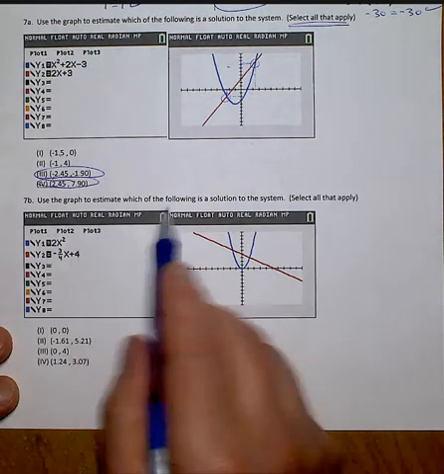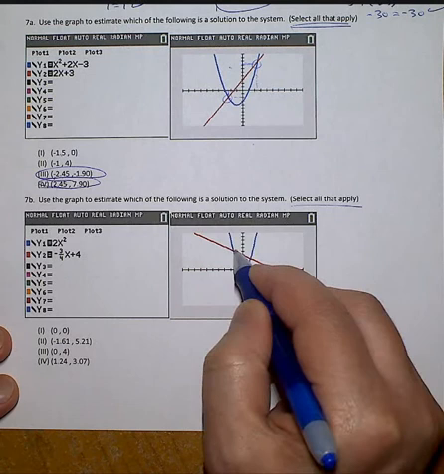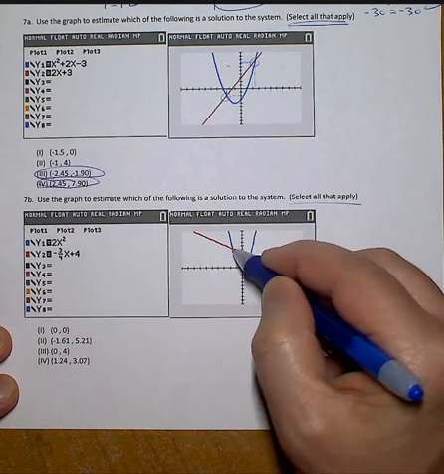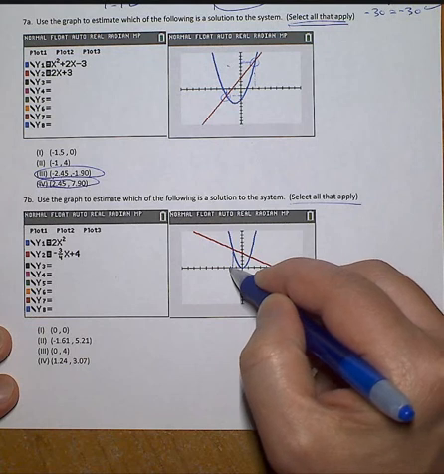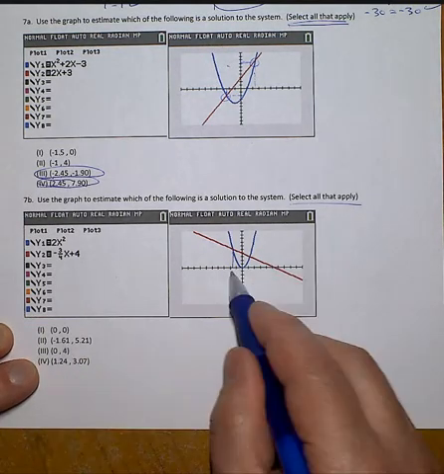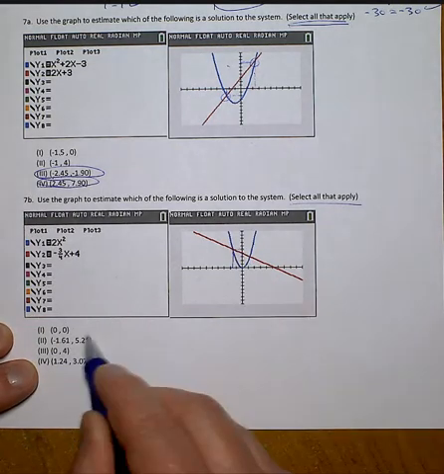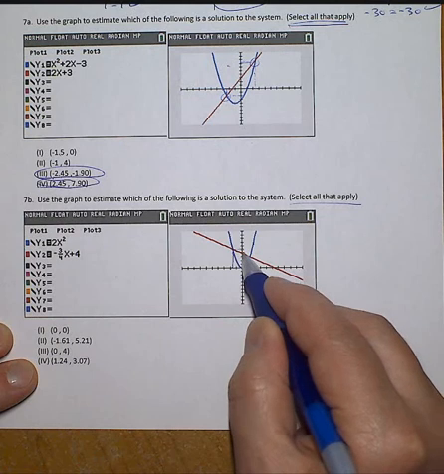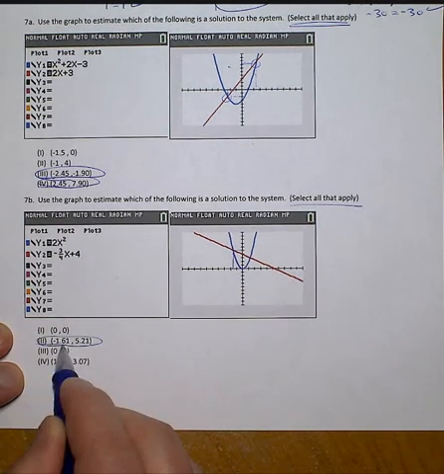Same thing, we want to estimate which is the solution. We want to select all that apply. So I look at my solutions are right here. What does this look like? Somewhere between negative 1 and negative 2. So negative 1.61, that could be a good estimate. What about up here? 1, 2, 3, 4, 5. Looks like it's just over 5. Looks like that choice would work.